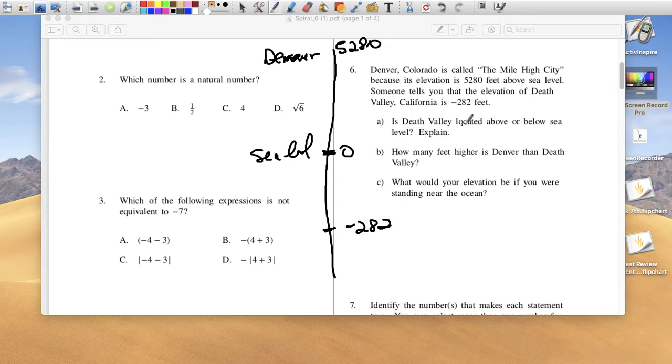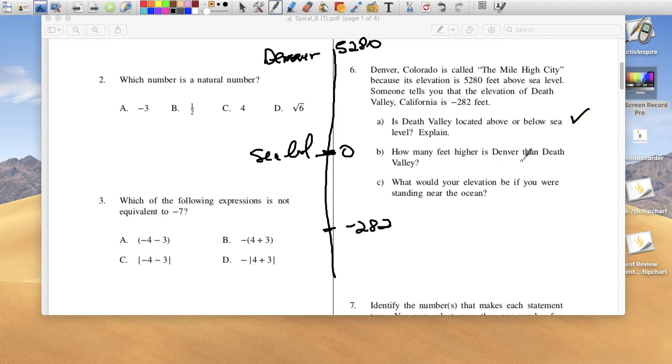So, is Death Valley located above or below sea level? Well, definitely below sea level, and you can explain that because it's down here, right? Below sea level would be below 0, and above sea level is up here. So that one, it's pretty easy.